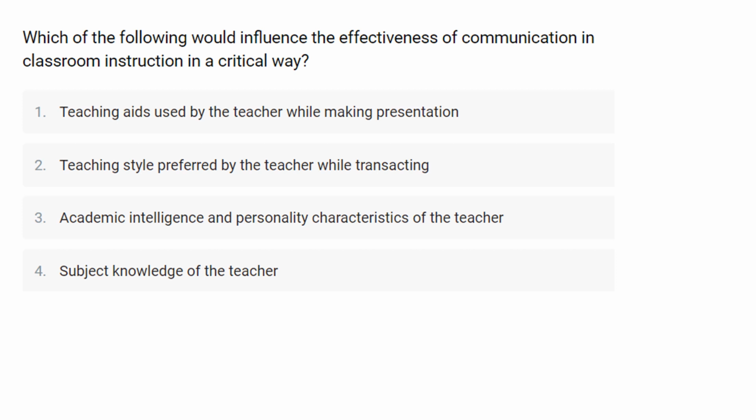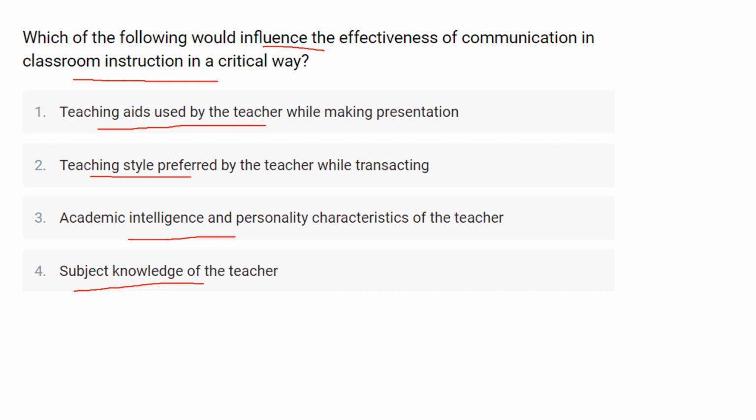Which of the following will influence the effectiveness of communication in classroom instruction in a critical way? So here they have given you 4 options and they ask you which of the following will influence the effectiveness of communication in classroom instruction in a critical way. The first option is teaching aid used by a teacher while making a presentation. Second one is teaching style preferred by the teacher while transacting. Third one is academic intelligence and personality characteristics of the teacher. And the last one is subject knowledge of the teacher.